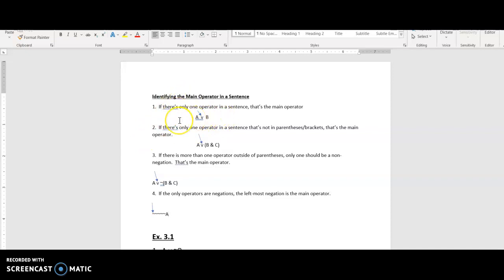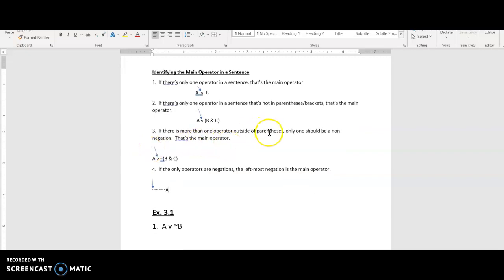Obviously, if there's only one operator in a sentence, that's the main operator. So A or B, the disjunction is the only operator. If there's only one operator in a sentence that's not in parentheses or brackets, that's the main operator. So here you've got two operators, disjunction and conjunction, but the conjunction's in the parentheses. Like I said, that means it doesn't have very wide scope because it only applies inside. So the disjunction is the main operator here.